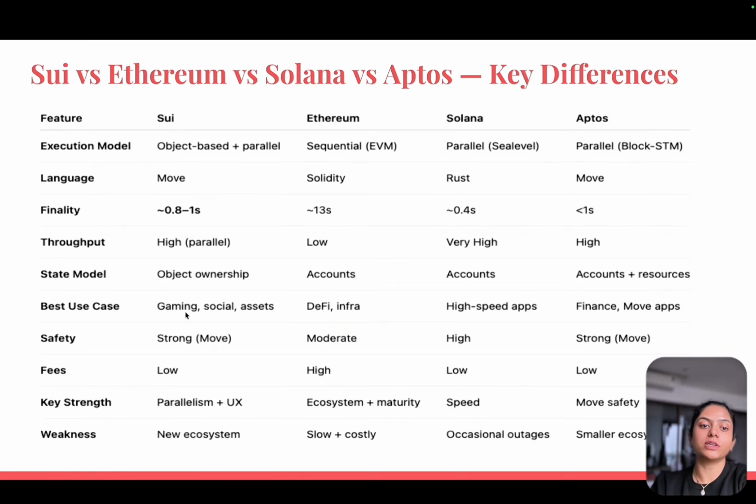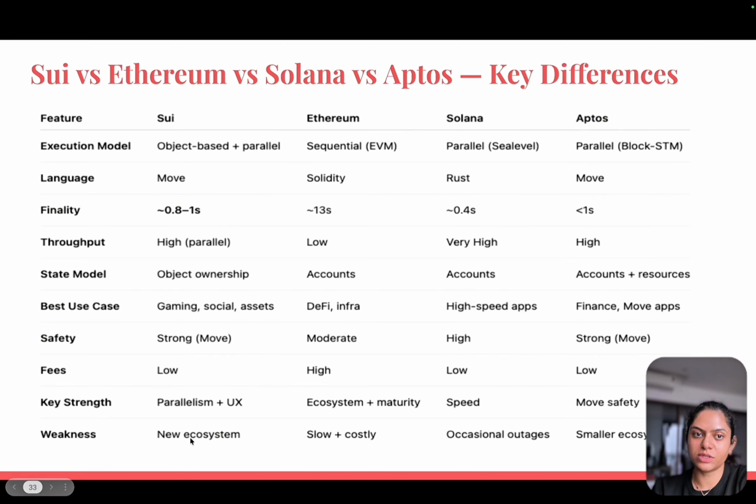The best use cases of Sui are gaming, social, and assets. Ethereum is DeFi and infrastructure. Solana is high-speed apps, and Aptos is for finance and Move apps. Safety is strong with Move for Sui, and Ethereum has moderate safety. Solana also has high safety, and Aptos has strong safety with Move. Fees are low on Sui. Ethereum has high fees. Solana also has low fees, and Aptos also has low fees. The key strength of Sui is parallelism with UX, Ethereum has ecosystem plus maturity, Solana has speed, and Aptos has Move safety.